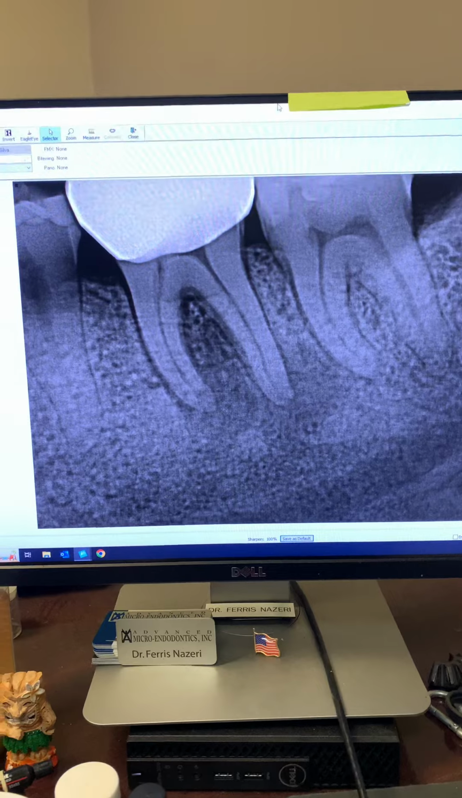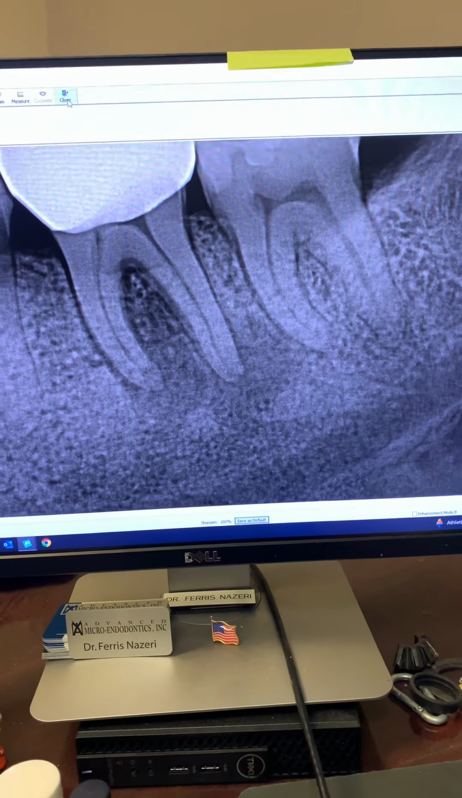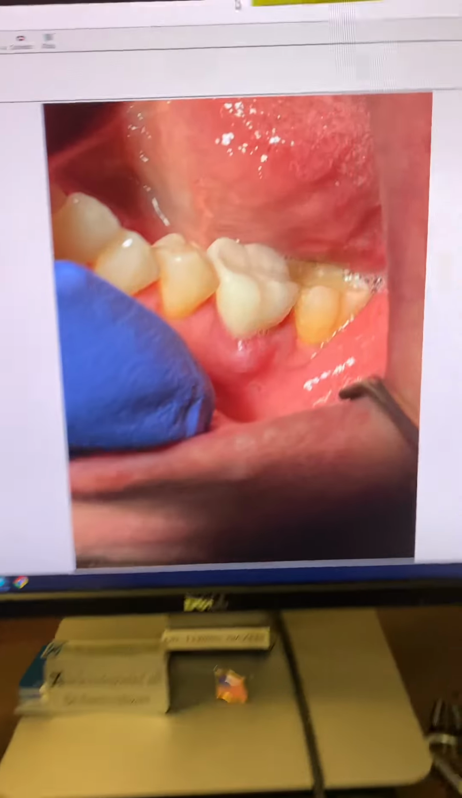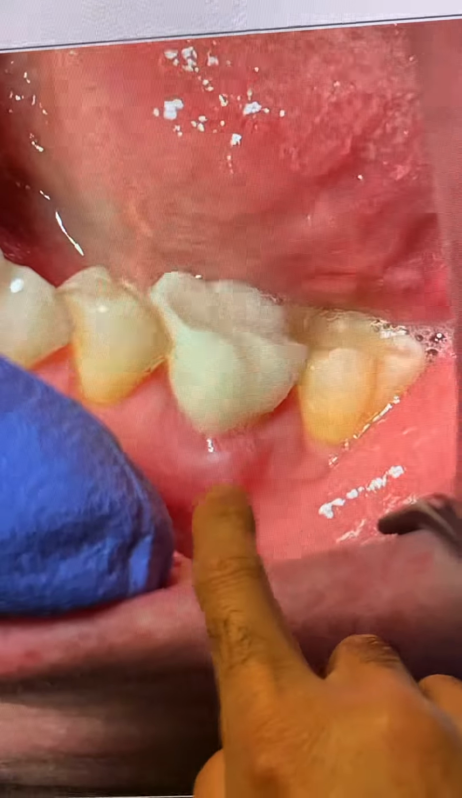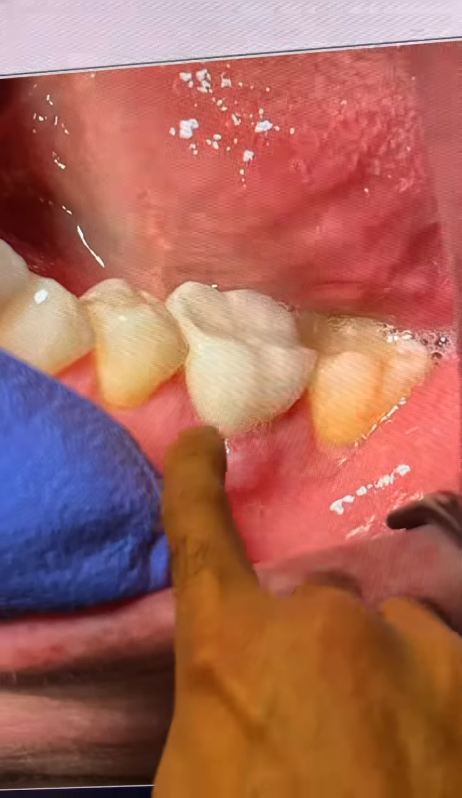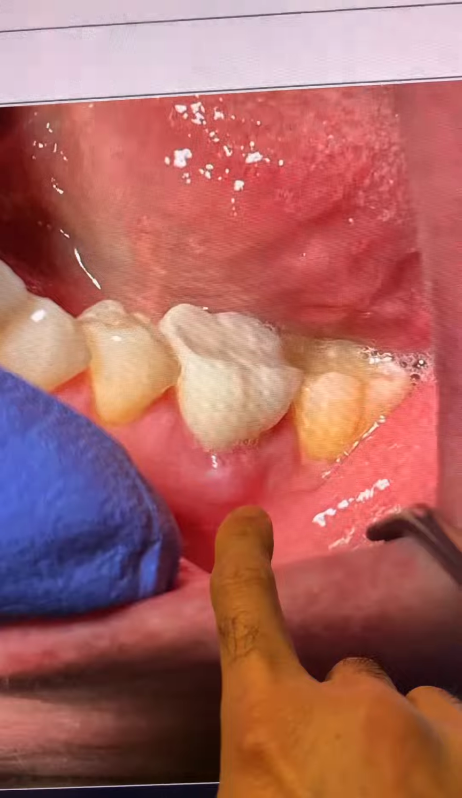And recently she noticed what she called a blister on her gum. That's the blister she's talking about. That's the tooth right there. And that's the blister that she was referring to.